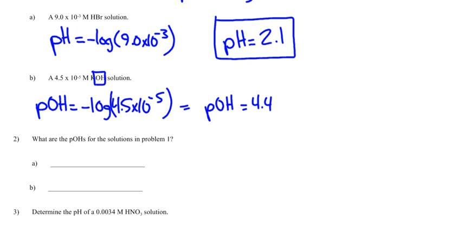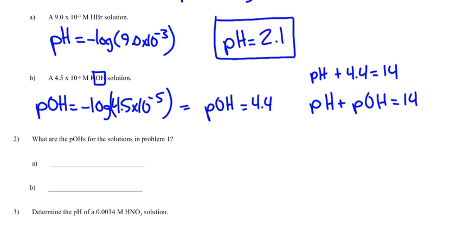And then I can use another formula that's not on my formula chart, but we learned it in class, and that was pH plus pOH is equal to 14. Now, if I plug 4.4 in for the pOH, so I get pH plus 4.4 equals 14, I can solve this equation and get pH is equal to 9.6.